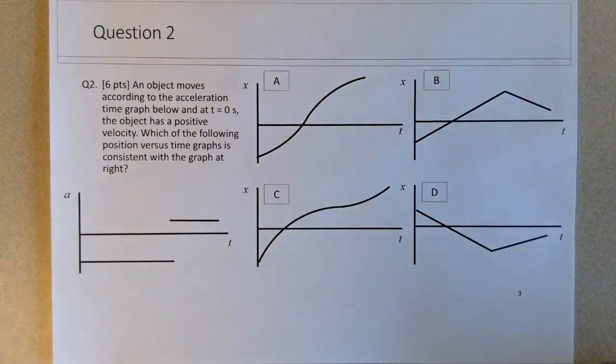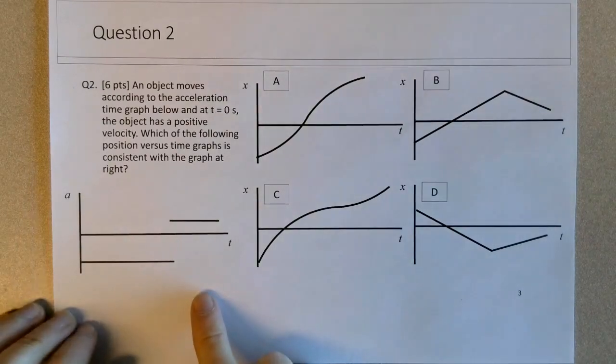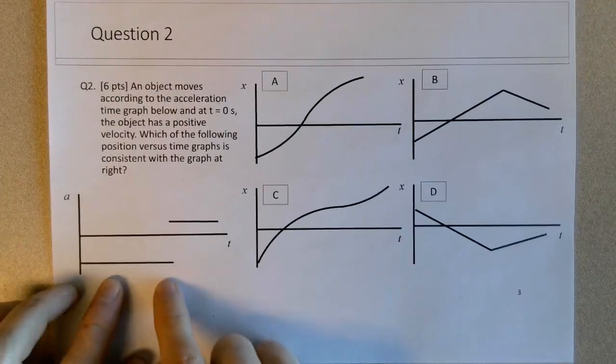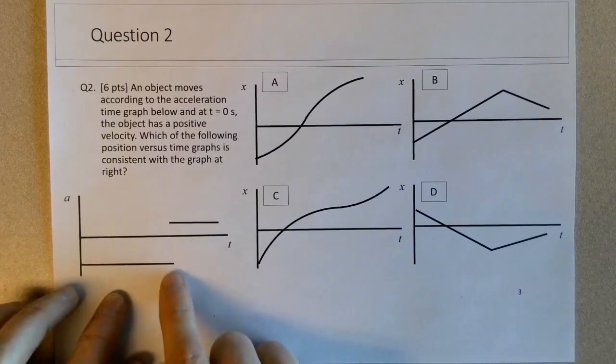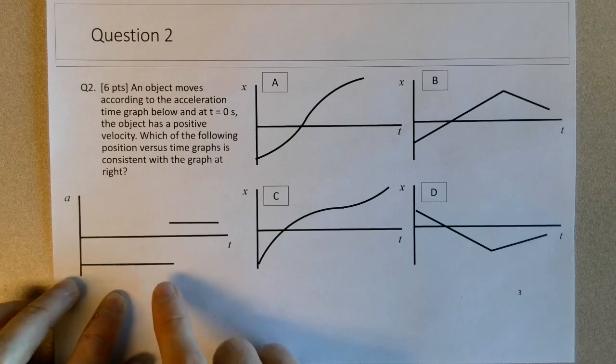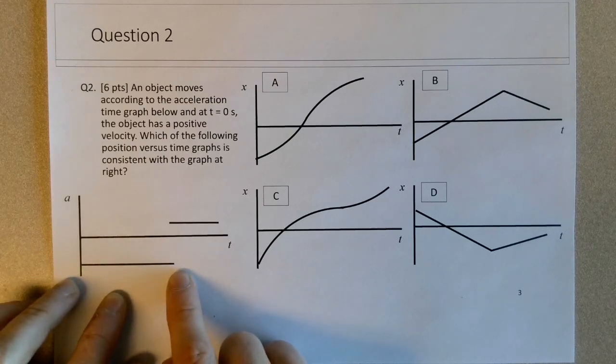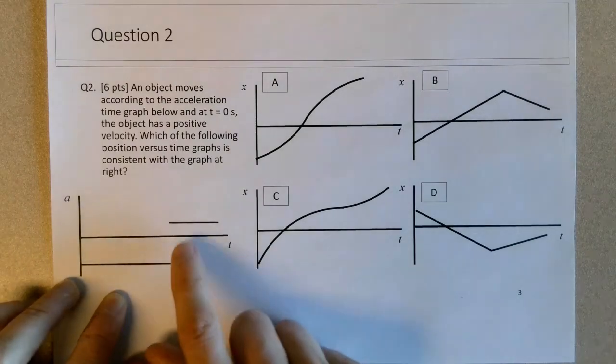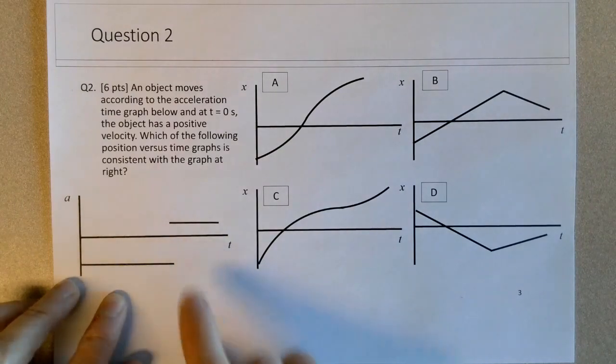Okay, so in question 2 of the final exam review material, we're looking at a kinematics graph question where we're given an acceleration time curve. An object moves according to this acceleration time graph, and at t equals 0 we're told the object has a positive velocity. Then we have to make the connection between this acceleration time graph and a position time graph that's consistent with it.